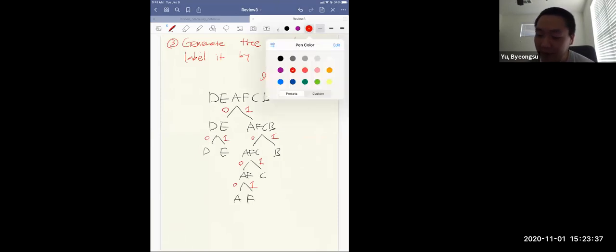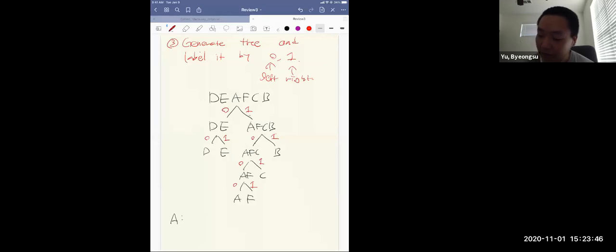Then the last step is to write down the code for each character. So A is 1, 0, 0, 0 to get A, right? So you get 1, 0, 0, 0. And B is 1, 1 to get B. So B is 1, 1. And C is here. So 1, 0, 1.